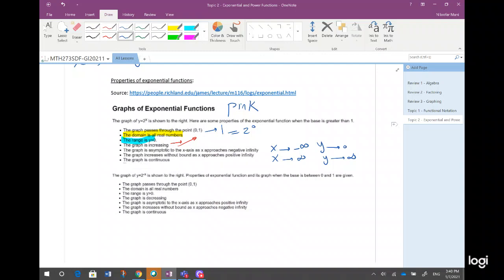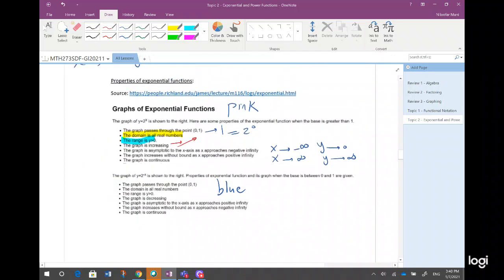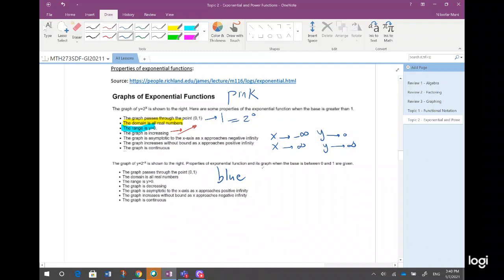So the other one, which is 2 power minus x, which is the blue one. All right, is it blue? Yes, so the blue one, the same thing. If x is 0, y is 1, because that's 2 power minus 0. So the domain is all real numbers, the same. The range is all positive numbers, the same. The function is decreasing.